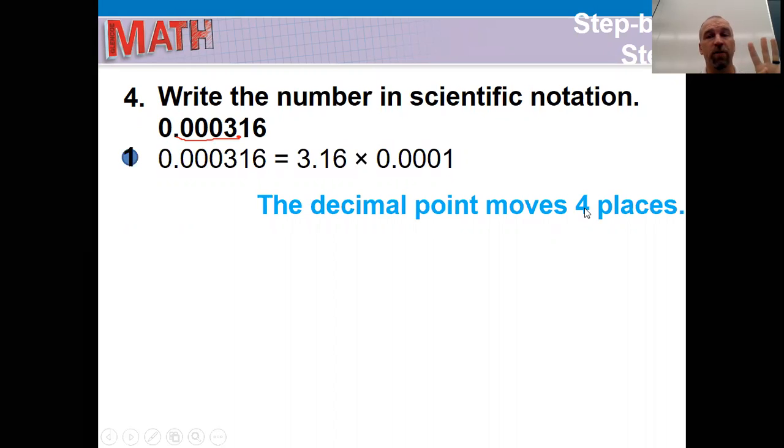Therefore, my exponent is going to be 4, but it's a tiny microscopic number, so it's not really going to be 4. It's really going to be -4 because I have to keep on dividing by 10 to get that tiny decimal. So it's 3.16 times 10 to the -4th power.